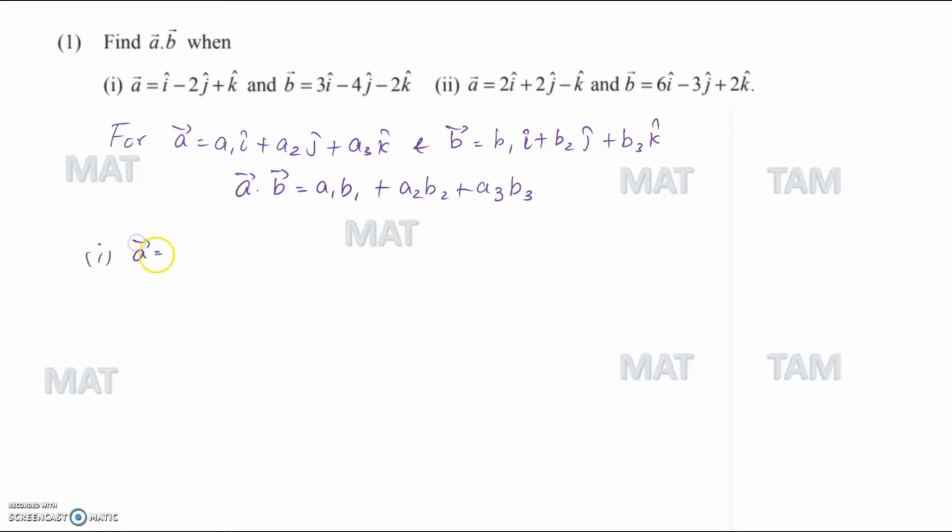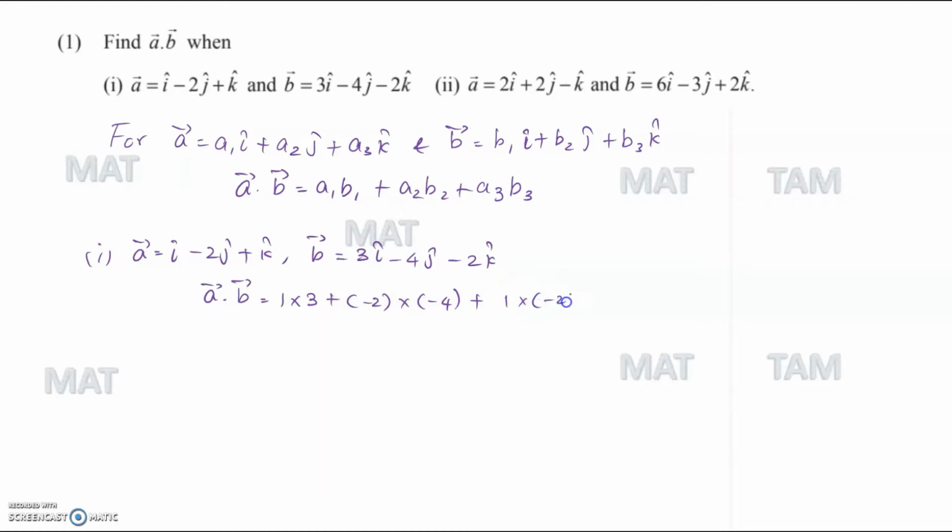So in the first question, vector A is given by i cap minus 2 j cap plus k cap, and our vector B is given by 3 i cap minus 4 j cap minus 2 k cap. So A dot product with B will be equal to 1 into 3 plus minus 2 into minus 4 plus 1 into minus 2. So that's equal to 3 plus 8 minus 2, which is equal to 9.